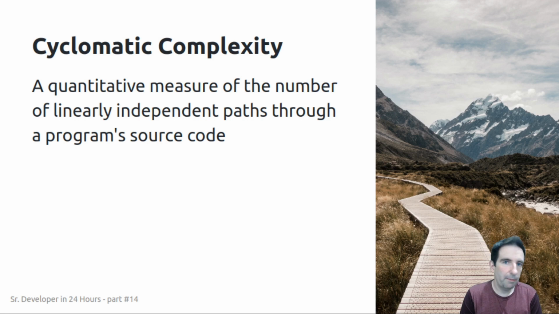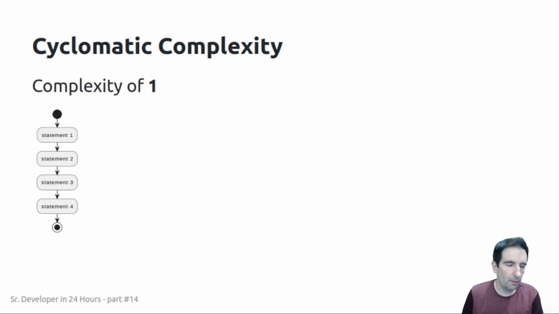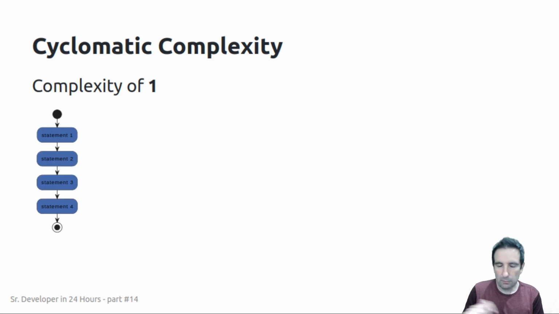All right, so basically, cyclomatic complexity is a quantitative measure of the number of linearly independent paths through a program's source code. And here it is key to understand that this is a quantitative measure, so we can get an exact value. So let's take a look at some examples. Here we have a very basic example. We have a piece of code that has 4 statements. No branching, no conditionals, just one statement after the other. This one has a complexity of 1 because there is a single path through the source code.